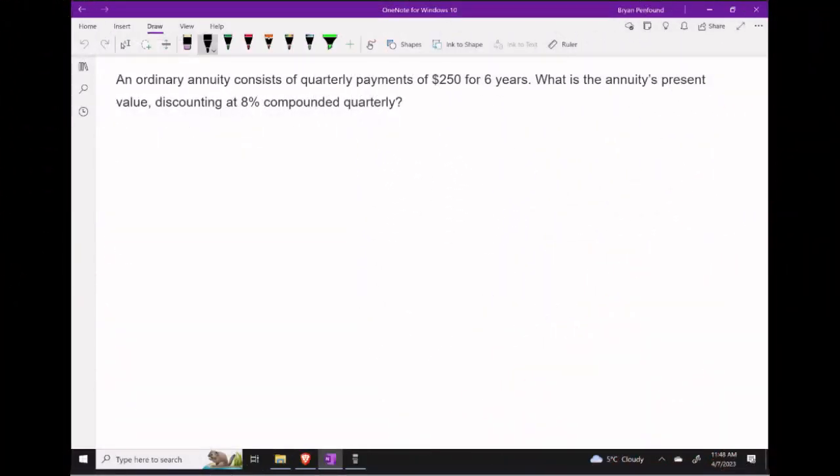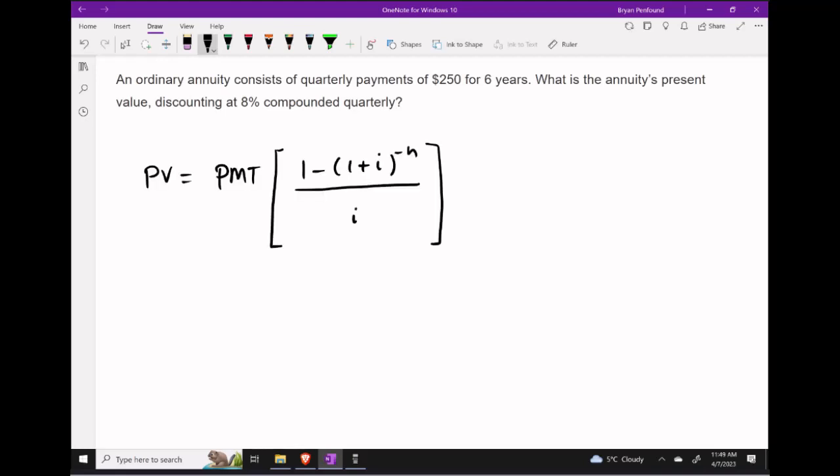Suppose an ordinary annuity consists of quarterly payments of $250 for 6 years. What's the annuity's present value, discounting at 8% compounded quarterly? Here, we're given that the annuity structure is ordinary, so we can assume that the payments are happening at the end of every payment period.